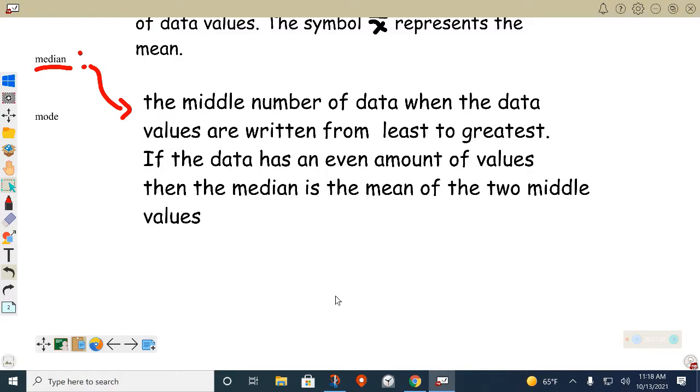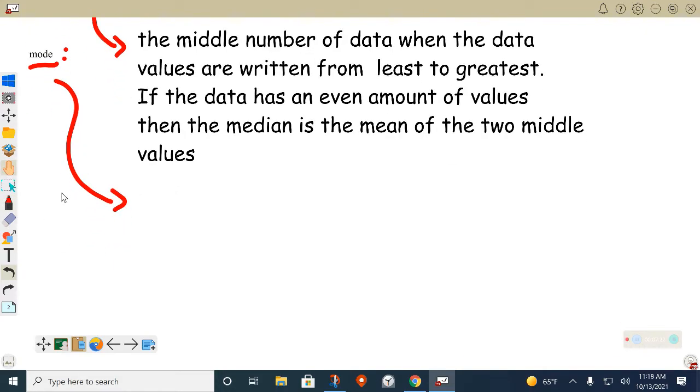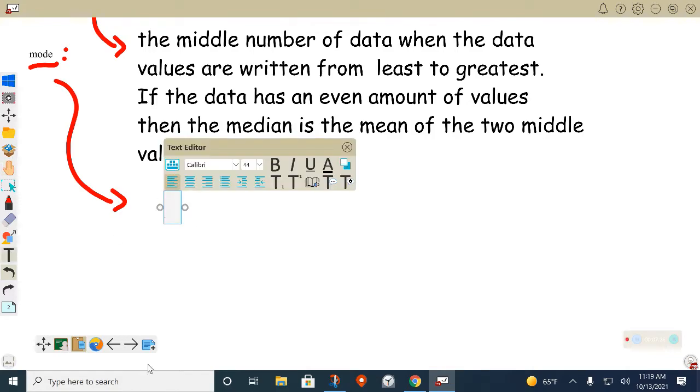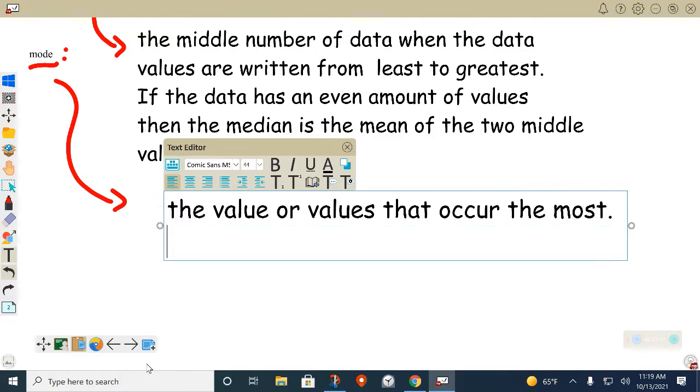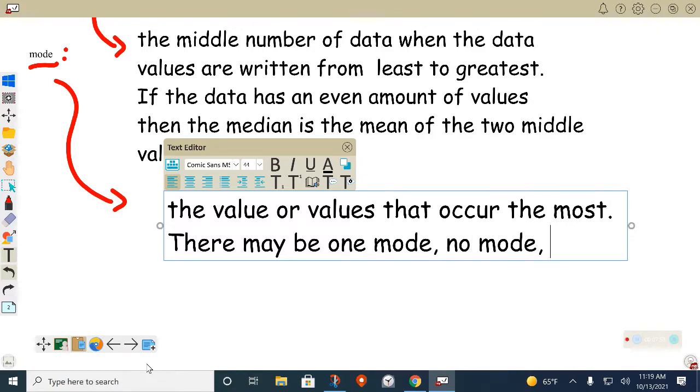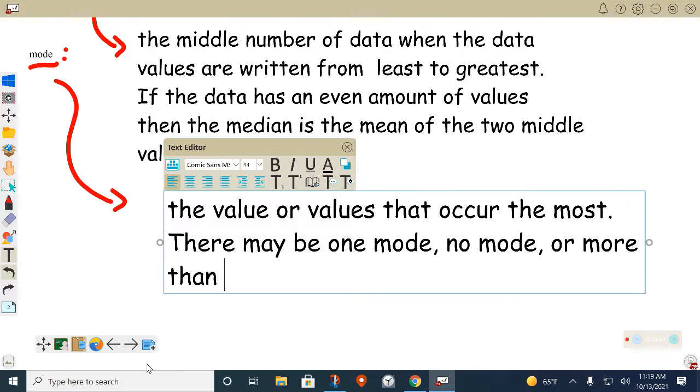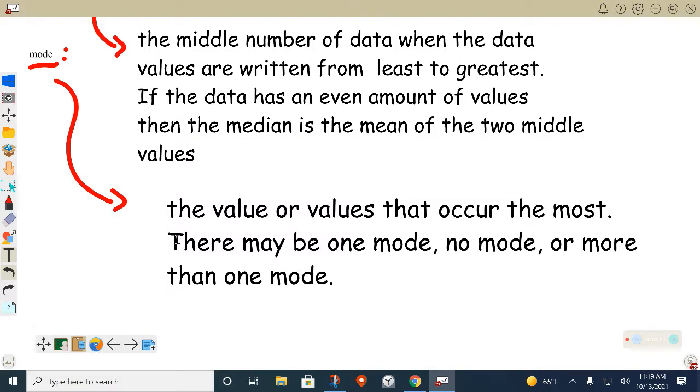And last but not least, the mode. The mode is the value that occurs the most. The value or values, sometimes you have more than one mode. The value or values that occur the most. There may be one mode, no mode, or more than one mode. That's the last of our words for today, at least.